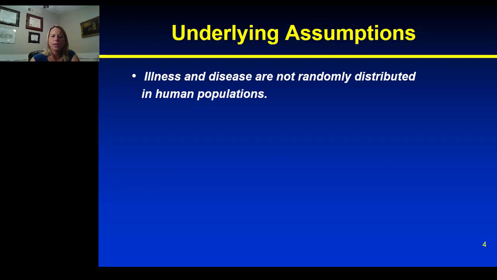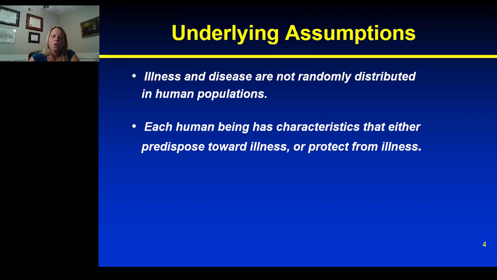Now, there are some underlying assumptions whenever we explore the association between a risk factor and an outcome. First and foremost, we assume that illness and disease are not randomly distributed in human populations. We also assume that each human being has characteristics that can either predispose them toward a specific illness or protect them from it.